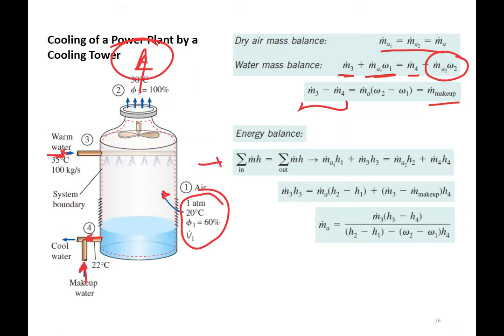For conservation of energy, we have moist air in its enthalpy at one, moist air in its enthalpy at two, and then three comes in with its enthalpy and four leaves with its enthalpy of water. We can rearrange and utilize these equations to solve for the mass flow rate of dry air to do this problem.